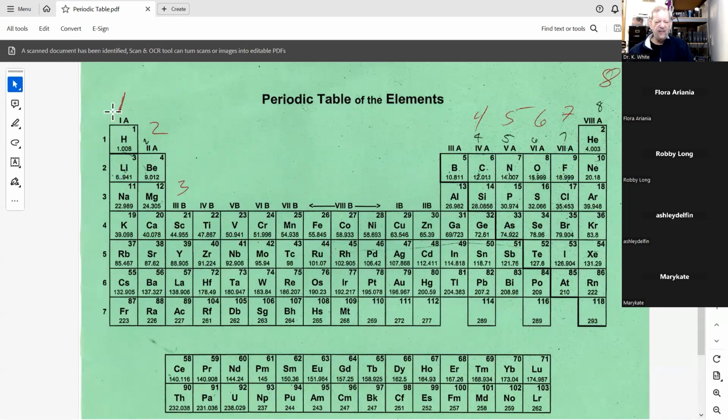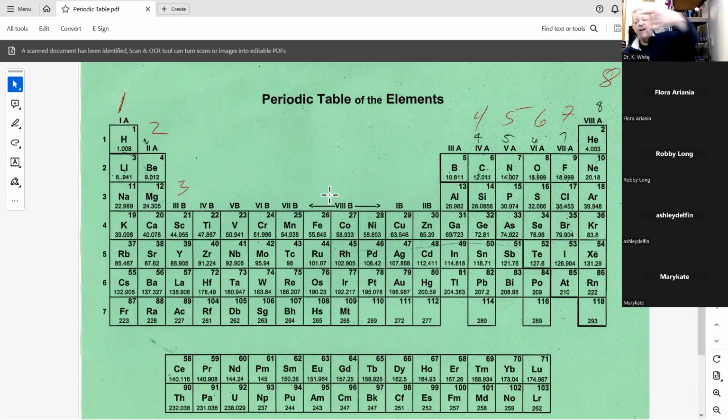Now, the columns in the periodic table are called families or groups. And you should know, except for hydrogen, in the first column underneath the red one, those are called the alkali metals. Lithium, sodium, potassium are the only ones I asked you to learn. Second column, under the number 2, you should know those are the alkaline earth metals. And those are magnesium and calcium.